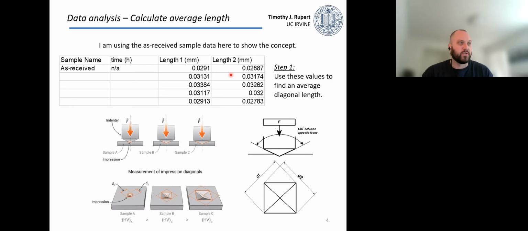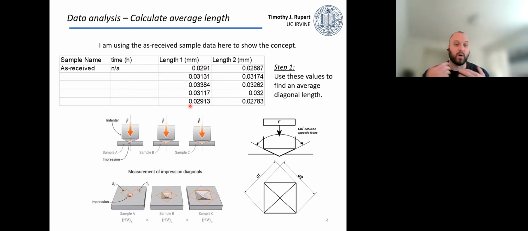So what we actually want to do is take and use these values. There's 5 indents where each time I took 2 measurements, and we're going to average those to get a measurement of the diagonal length for each of those indents. Really, if everything was perfect, you would expect that indent shape to be perfectly symmetric and both those measurements to be the same.